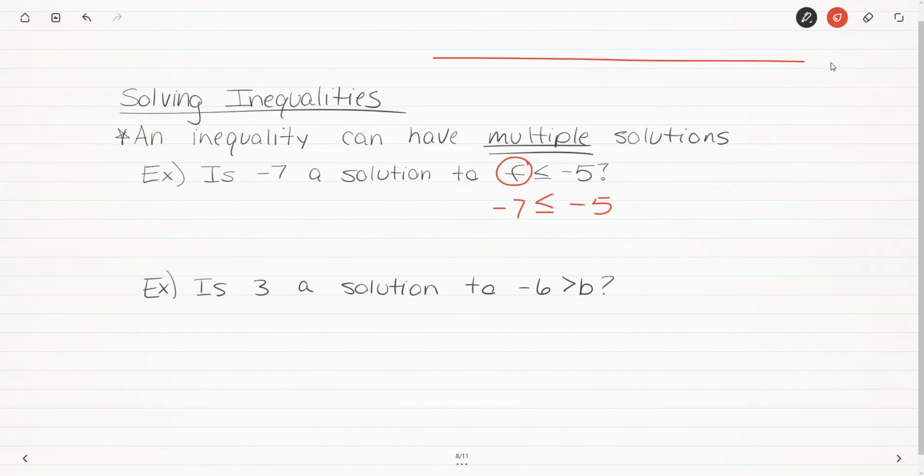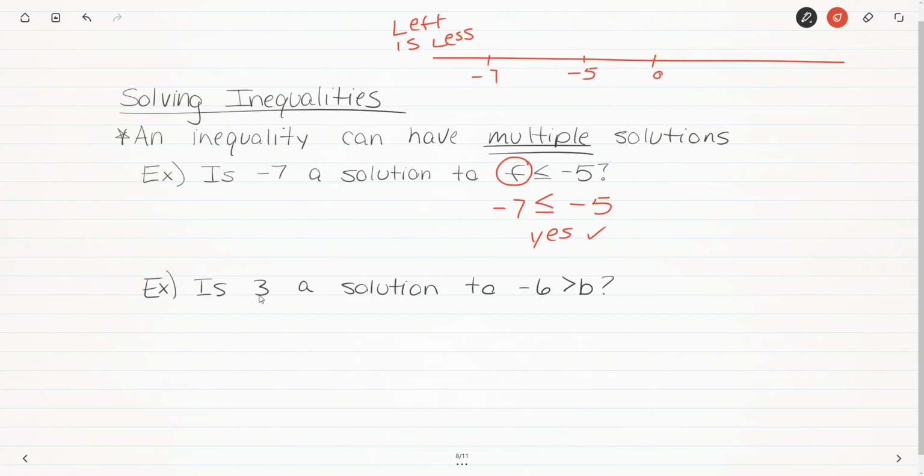And if you need to, draw yourself a number line. -5 would be here, -7 would be further down. Well, is -7 left? Remember, left is less. Is that true? Yeah, it is, because -7 would be less than -5.